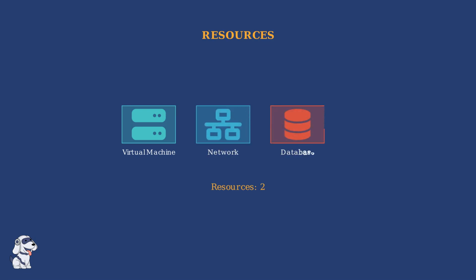Resources represent the fundamental building blocks of infrastructure. They define the actual components you want to create and manage, such as virtual machines, networks, databases, and storage systems. Each resource block defines a specific infrastructure component with its configuration parameters. Resources are declared in Terraform configuration files and represent the desired state of your infrastructure.